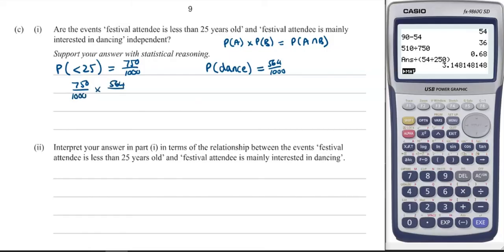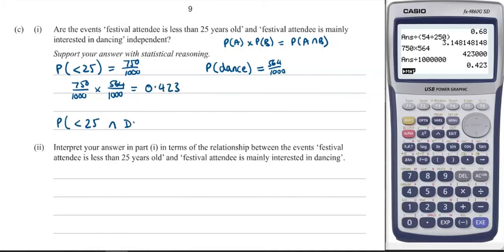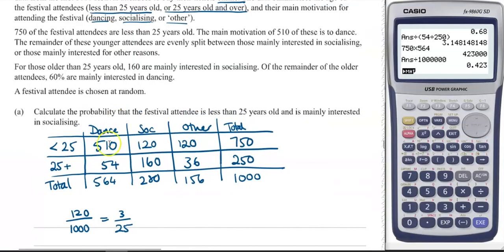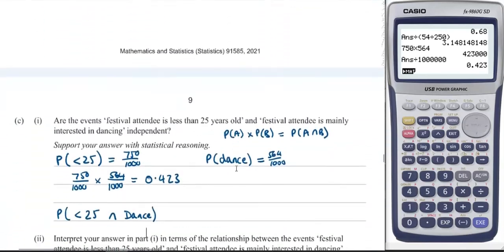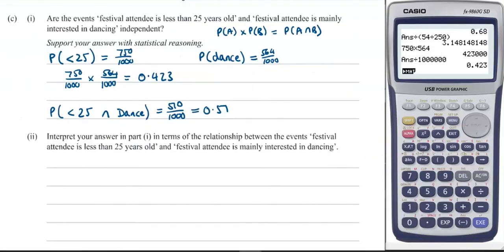and then we'll check it against the combined probability. So under 25 and dance. Under 25 is 510 and dance out of 1,000. That comes to 0.51, which is not equal to 0.423. Therefore, they're not independent.